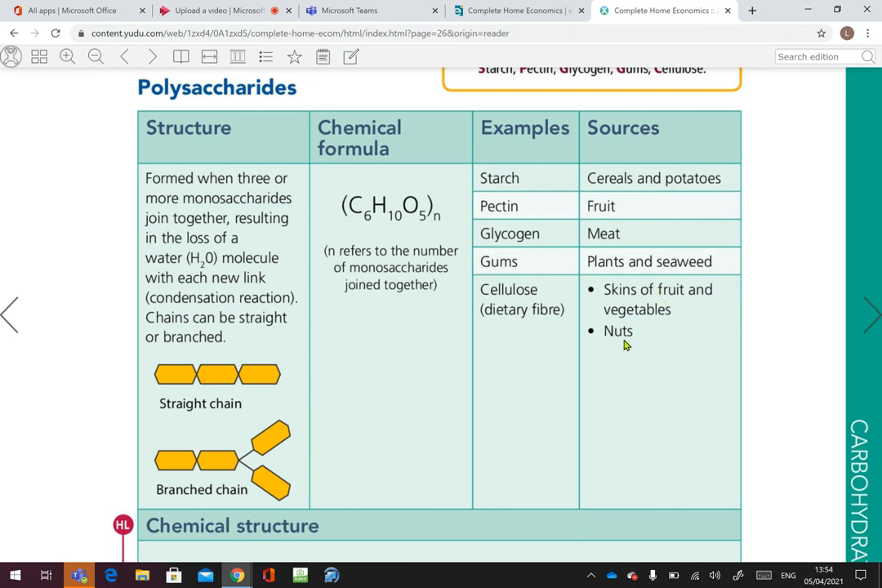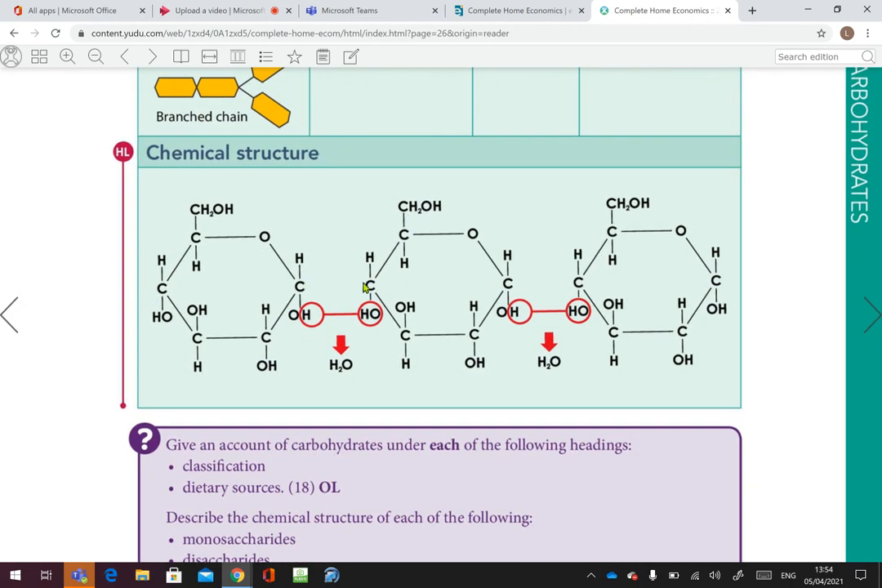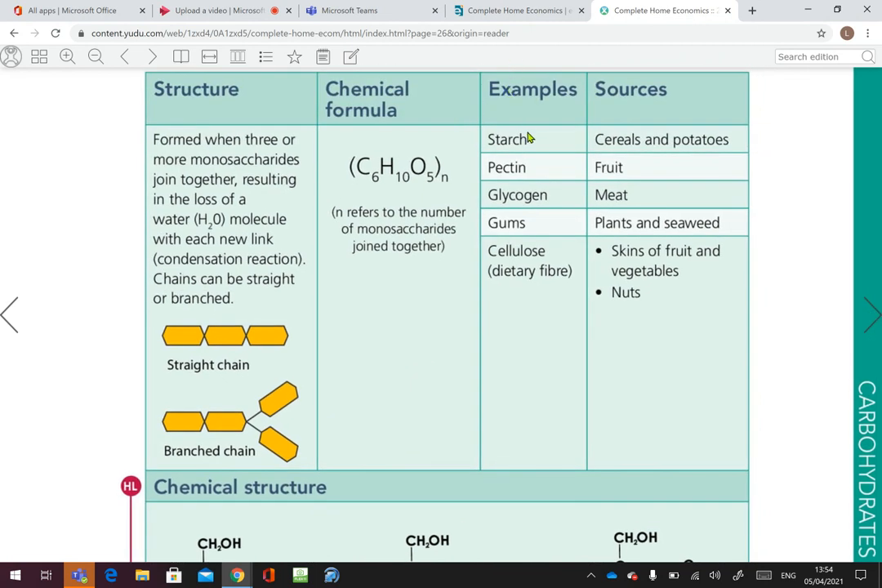Okay. So again, don't worry about the chemical structure. It's just a long chain. They've better things to ask now than for you to draw that out. Okay. So they've taken out the H2O here. That's why it's C5H10O5 instead of C6H12O6. The n means a number of times, because every polysaccharide is different, so that's a variable. And then our examples here: starch, pectin, glycogen, gums, and cellulose.